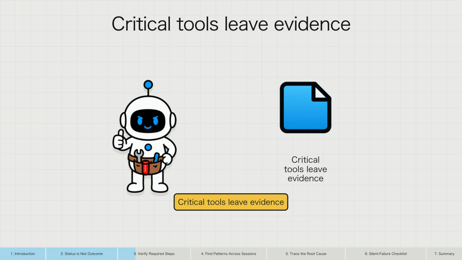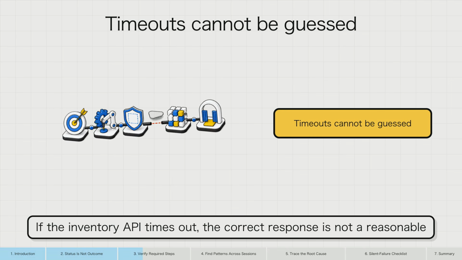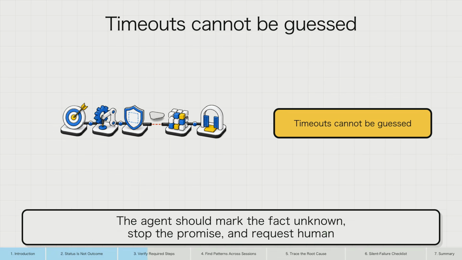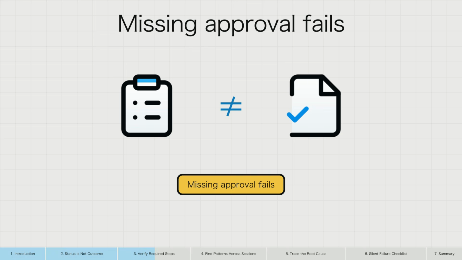The agent can choose wording and low-risk paths, but critical tool calls, approvals, and external writes must leave traceable evidence. If the inventory API times out, the correct response is not a reasonable guess. The agent should mark the fact unknown, stop the promise, and request human takeover. If approval is missing, a later write should fail acceptance even when the API reports success.